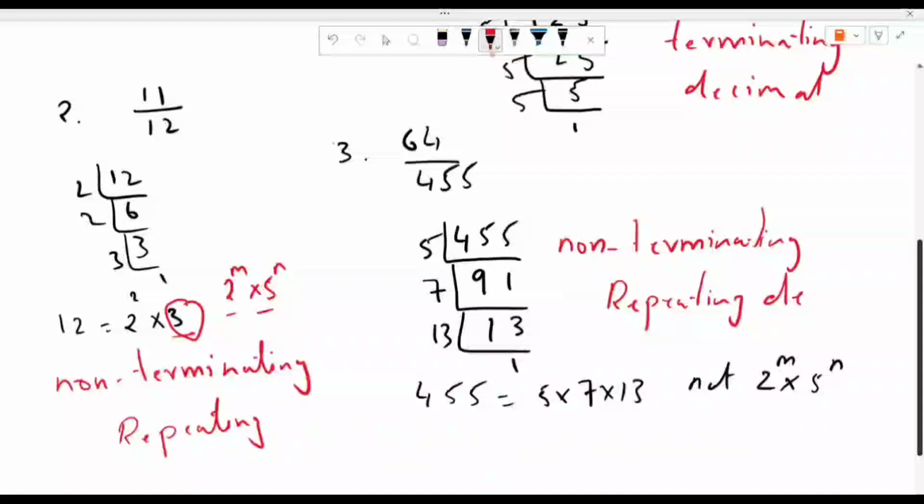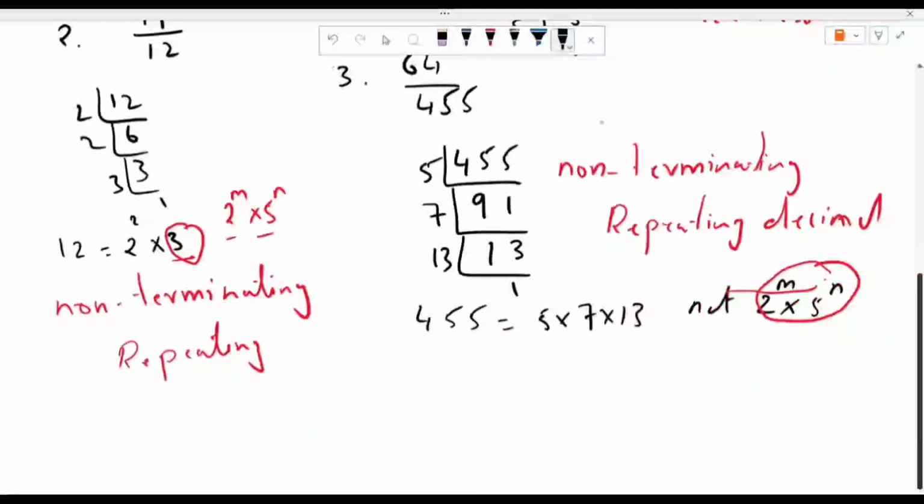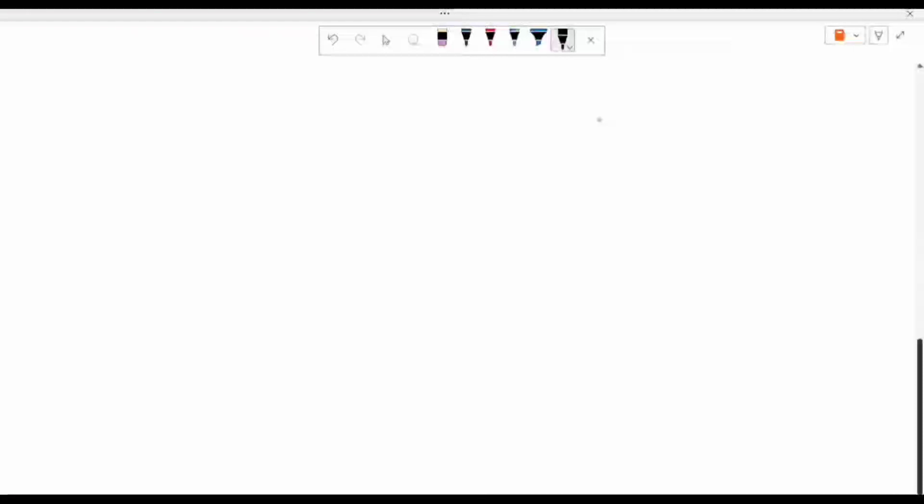Okay, so because it doesn't follow this form. Now let's see the next question. Now let's check the fourth question. What does the fourth question say? Fourth, 15 divided by 1600. So again, take the HCF, prime factorization for 1600.